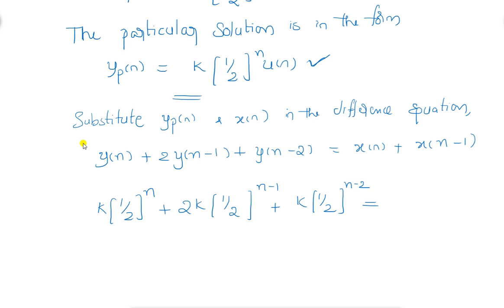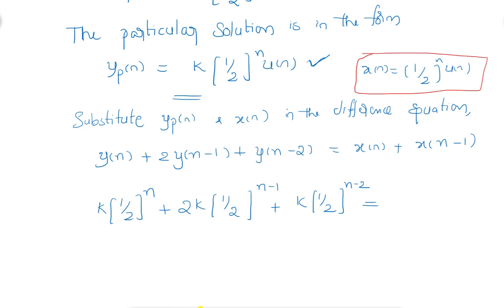Our input is given by x of n equals 1 by 2 whole to the power of n. This is given in the problem. So no need to consider k. Please don't confuse.